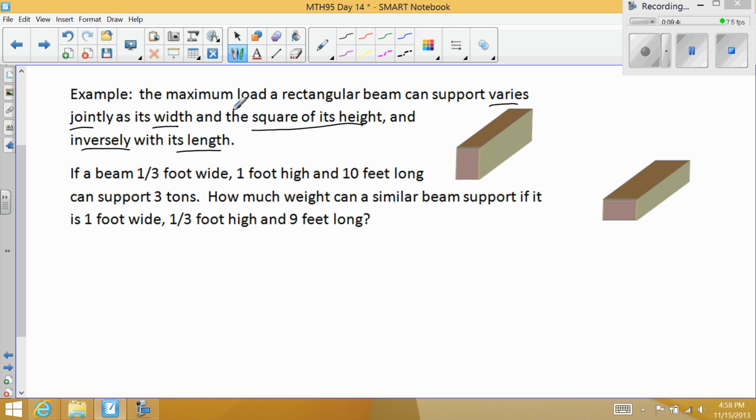So what we're looking at is the load the beam can support. So let's use L for the load. And we need a constant of proportionality, so throw a K in there. So varies jointly.